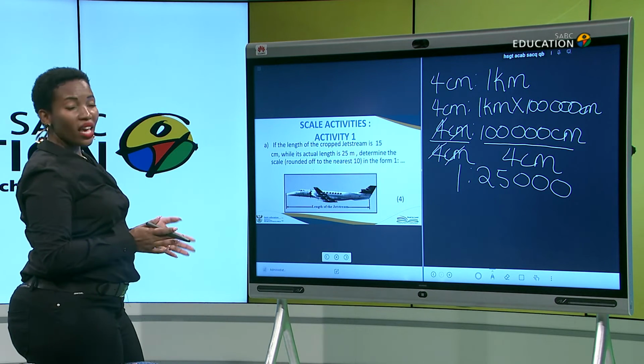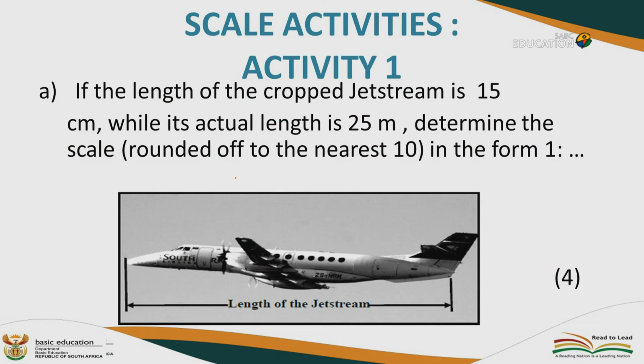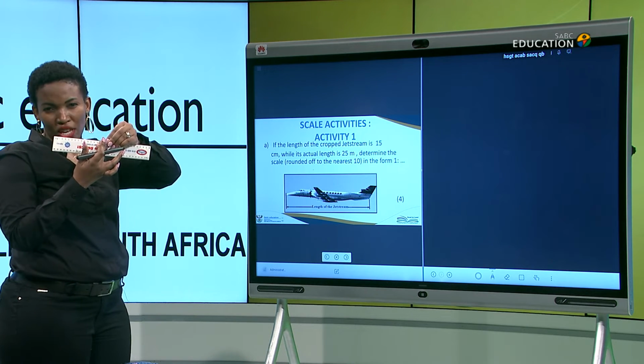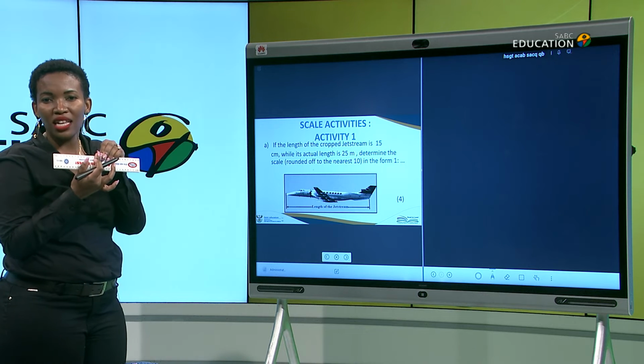And then a quick activity on scales. Activity 1. If the length of the jet stream is 15 centimeters, guys, a jet stream is very big. So when you look at my ruler, 15 centimeters is from here to here. So an actual jet stream can never be 15 centimeters long.